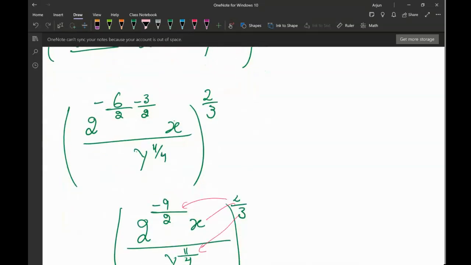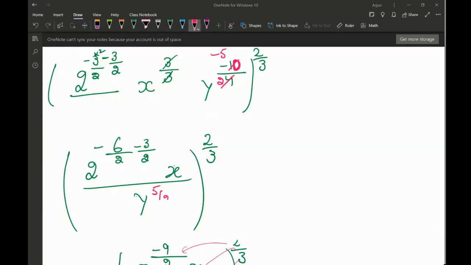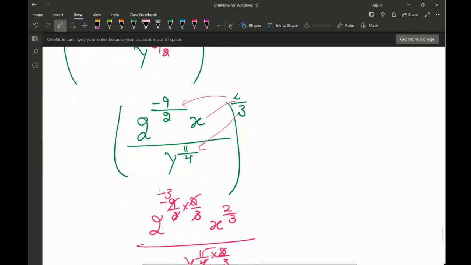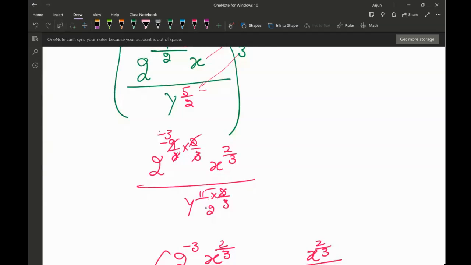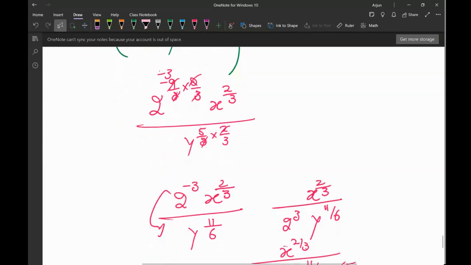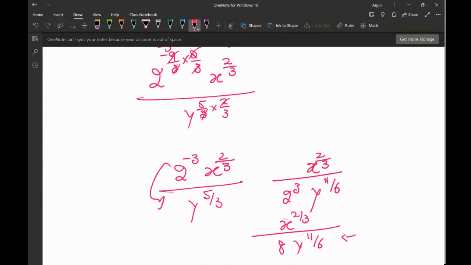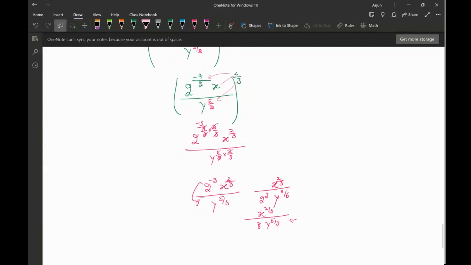So I will write it as negative 5 over 2 here, positive 5 over 2 because I brought it down, and then here I will write it as positive 5 over 2, 5 over 2 multiplied by 2 over 3, and then I can reduce them, and this will become 5 over 3 as the number. So that's more correct. 5 over 3. So hopefully you understood how to simplify the exponent questions.